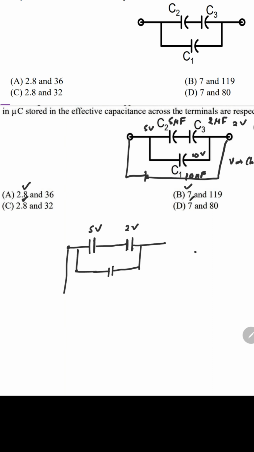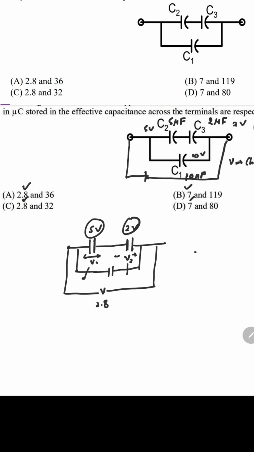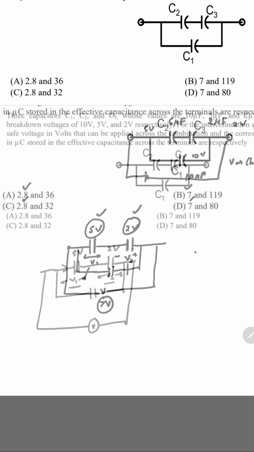Whenever voltage is applied across these two terminals, the voltage will be divided into two parts, V1 and V2. Our task is to find out that if a voltage of 2.8 is applied, whether the voltage V1 crosses 5 volts or V2 crosses 2 volts, or if the voltage applied is 7 volts, whether V1 crosses 5 volts or V2 crosses 2 volts. Okay, so this is the main hint. Pause the video and try to solve it.